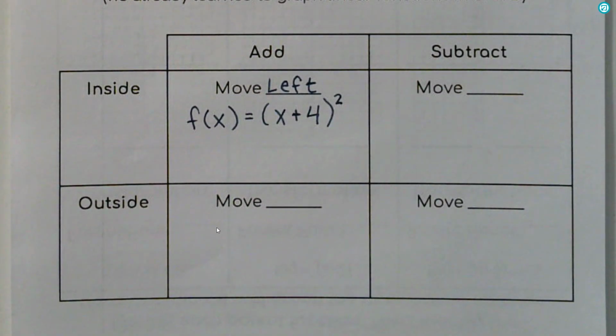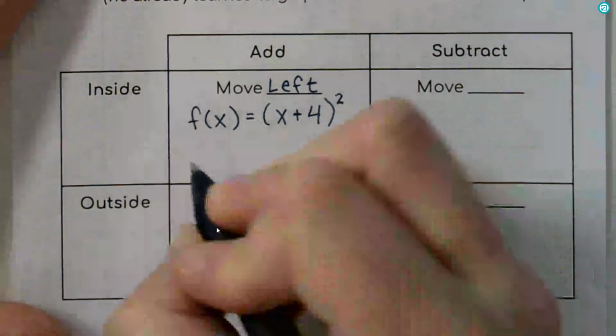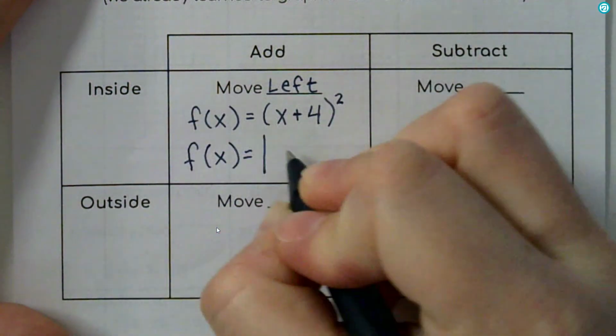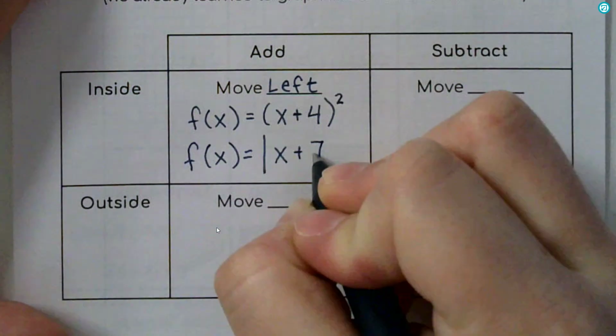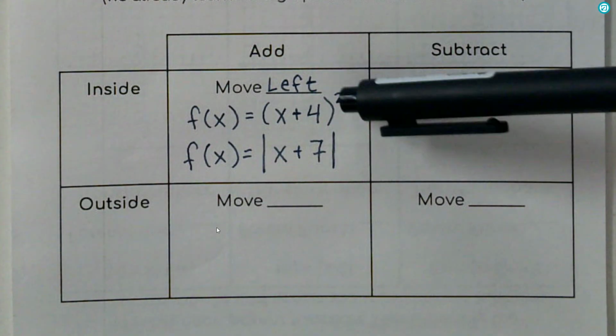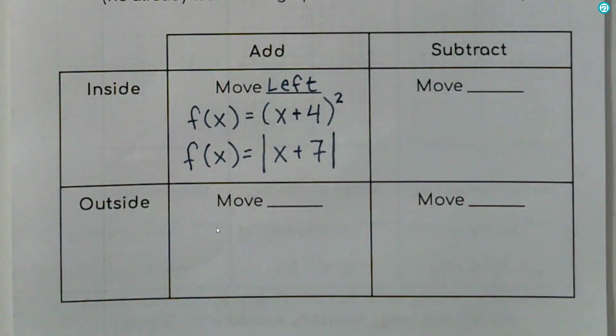Okay, right underneath that, in the same box, put an example of what that would look like for absolute value. F of x equals the absolute value of x plus 7. Close your absolute values. Make sure that you make your absolute value signs tall enough that they don't look like 1s. That looks like 7 and then an absolute value, not 71. Okay, so that is what adding inside of a function looks like. With this one, in order to have it being squared too, that's why you got to introduce the parentheses.